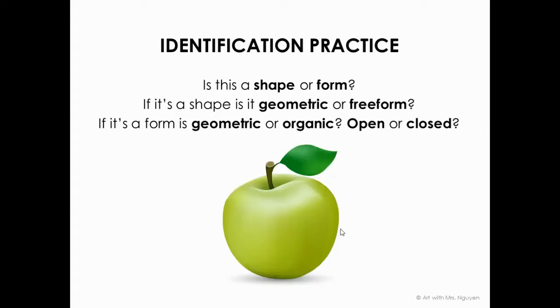What about this? Is this a two-dimensional shape or a 3D form? If you guessed a 3D form, that is correct. It's not geometric. There's not a mathematical formula for how to make this apple. It is an organic form. And I think you could say possibly that it was open or closed, kind of depending on what that core looked like, if a worm had eaten through. I think you could say either. In this particular case, it is labeled closed.